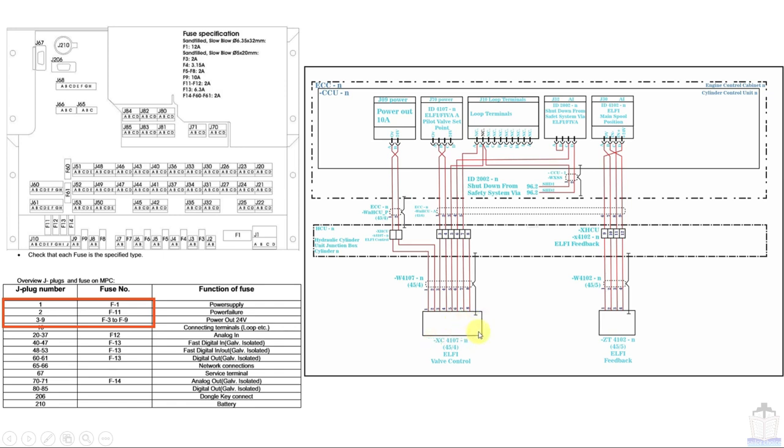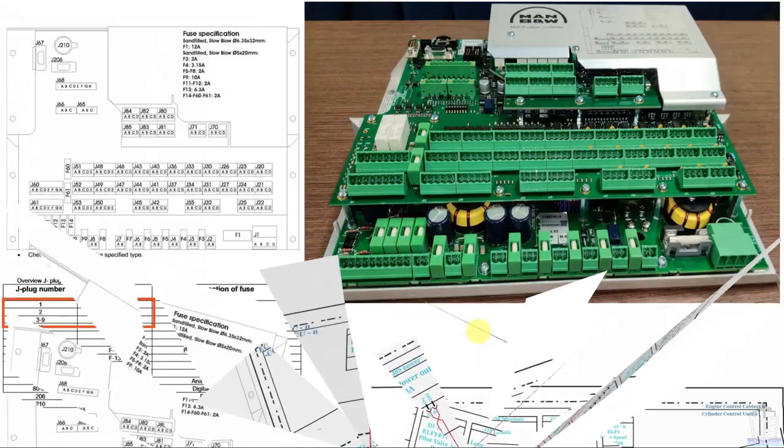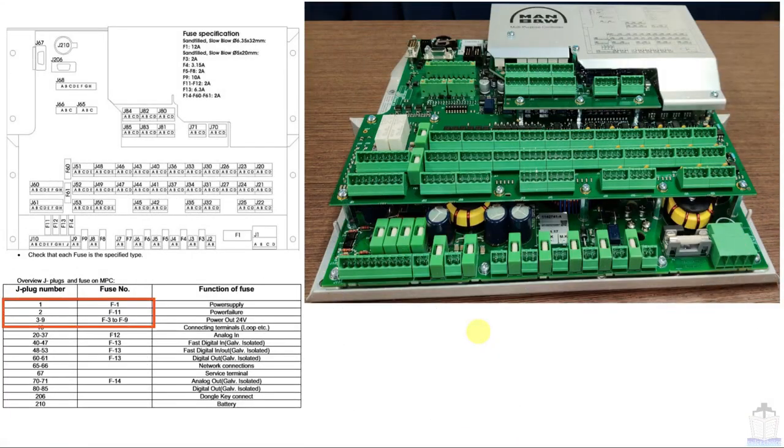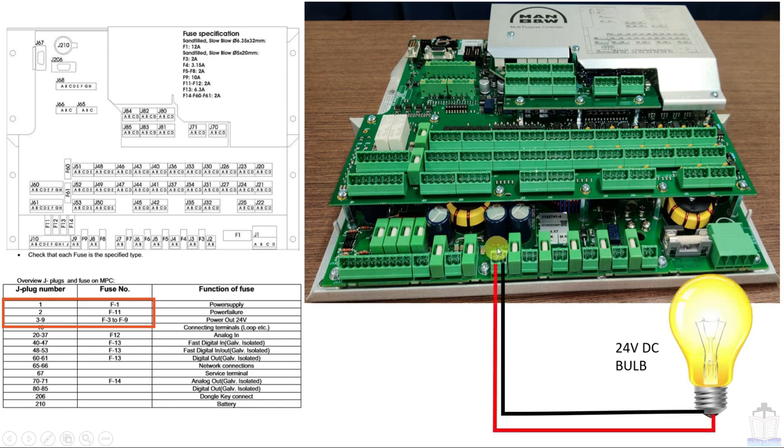Now I have one simple animation so that you can understand in an easy way what actually F3 to F9 is. So here I have taken a bulb of 24 volt DC. If I connect this bulb to any of the channels from J3 to J9, then my bulb will be lighting. So you can see here, I have just connected to J7 and my bulb is lighting. So you can now understand that it is just supplying 24 volt DC and nothing else.